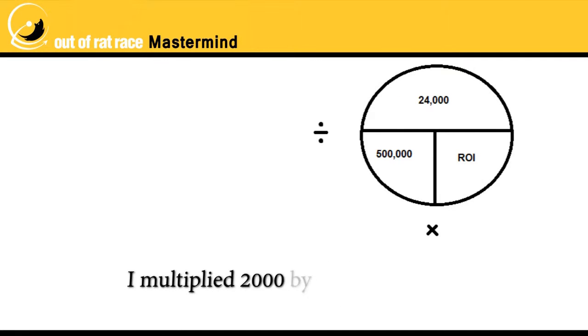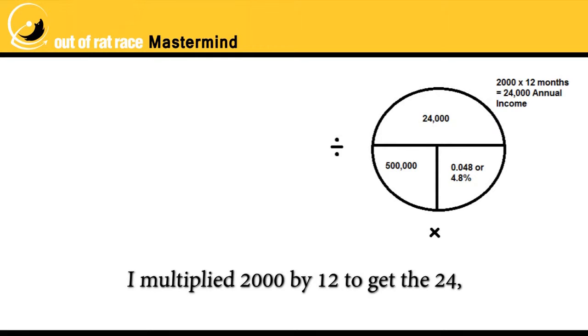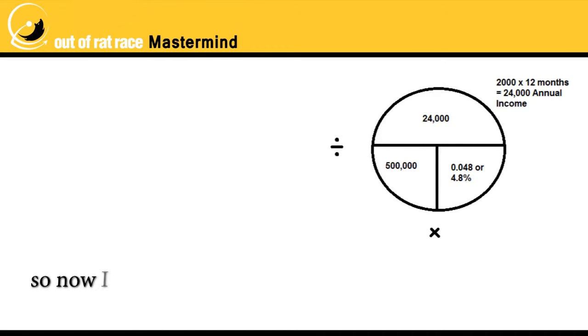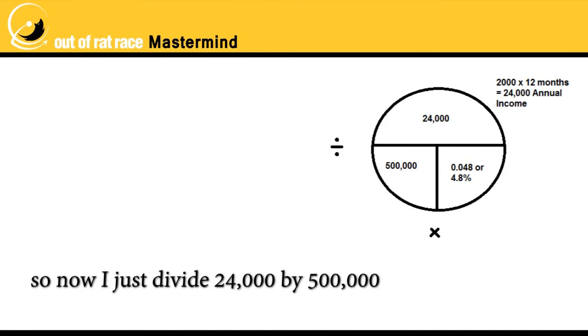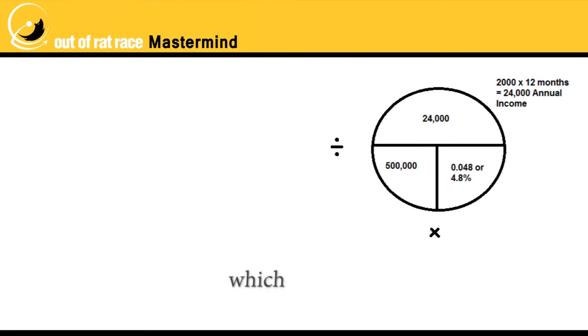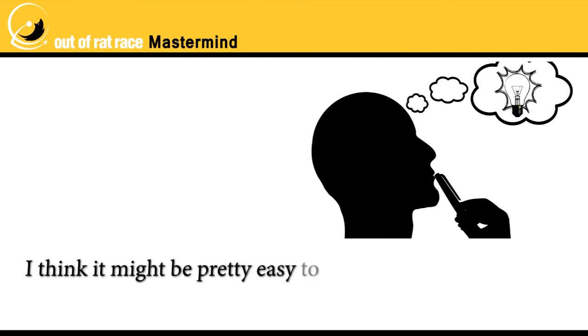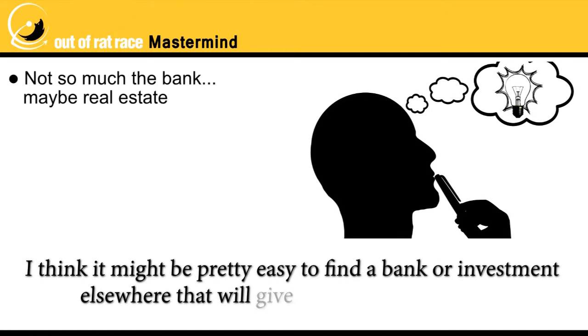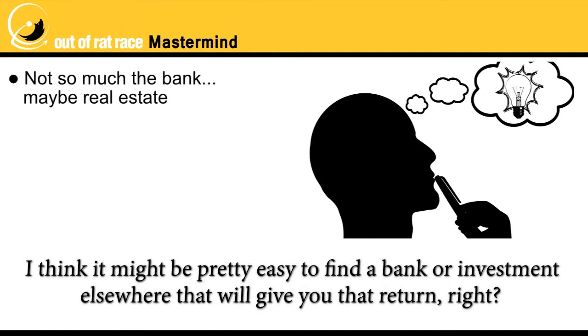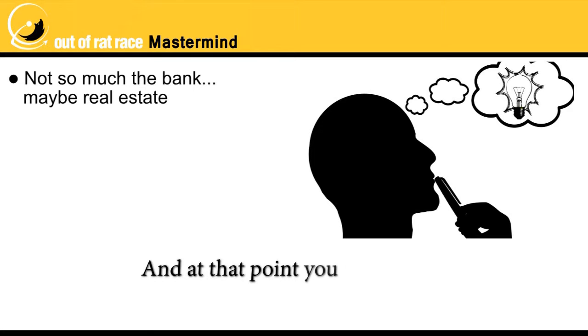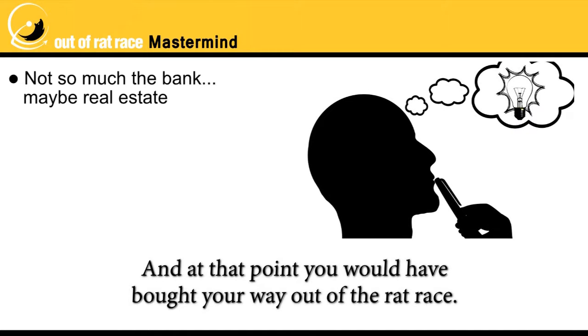I multiplied 2,000 by 12 to get the 24. So now I just divide 24,000 by 500,000 and I will get 0.048, which is 4.8%. I think it might be pretty easy to find a bank or investment elsewhere that will give you that return, right? And at that point, you would have bought your way out of the rat race.